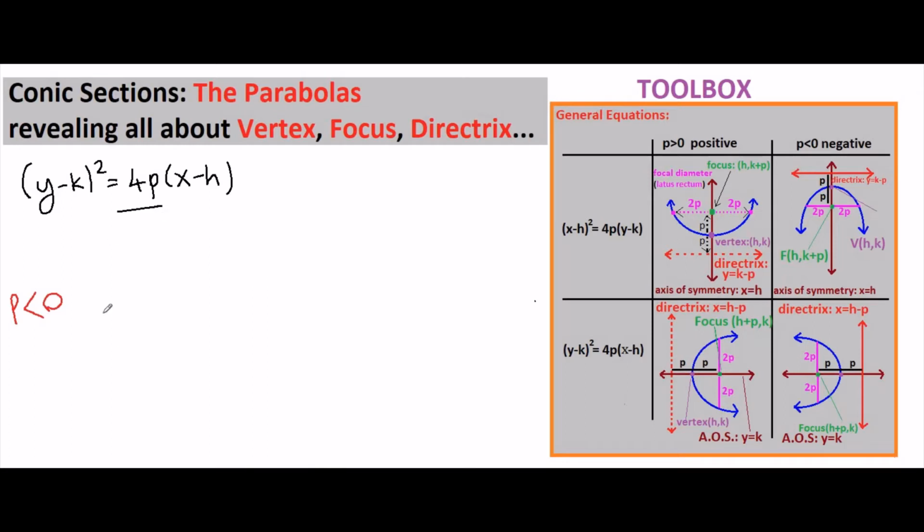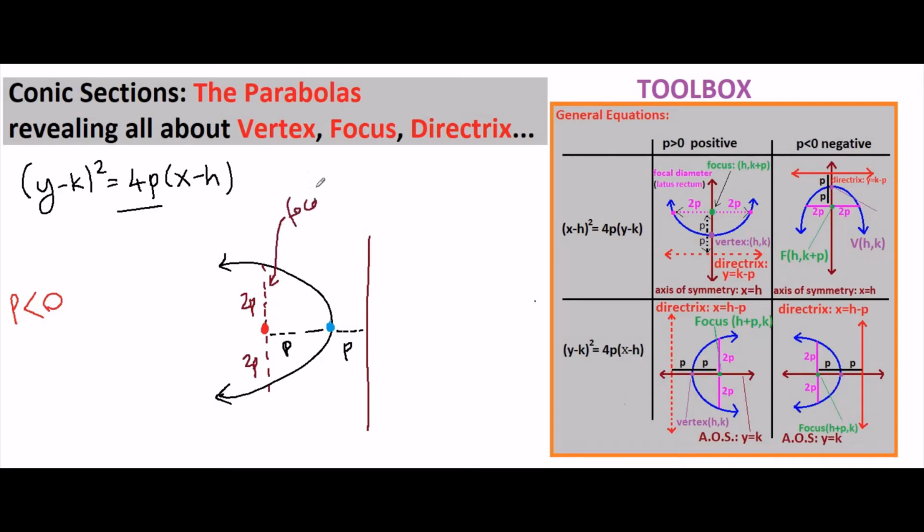In the same form of equation, if the p value is negative, then our parabola is looking to the left. Our focus is always inside of the parabola. Our directrix is always behind the parabola. And this is our vertex. From vertex to focus is p units away. From focus to directrix is p units away. And from the focus up and down is 2p units. This line is the focal diameter.